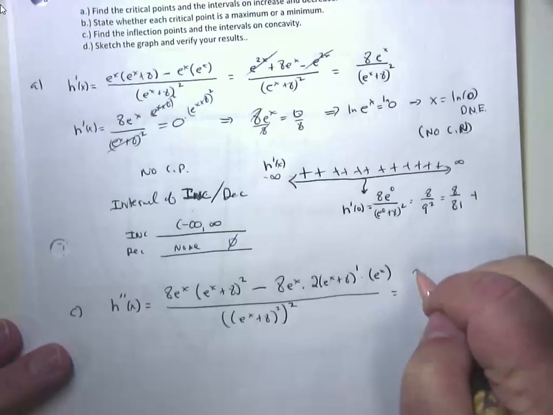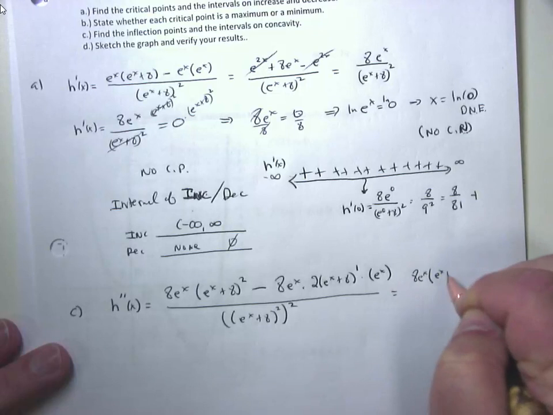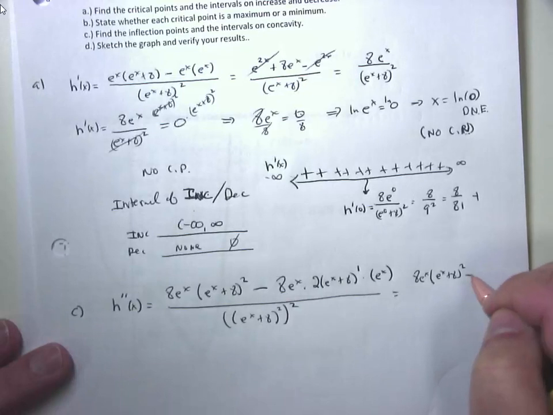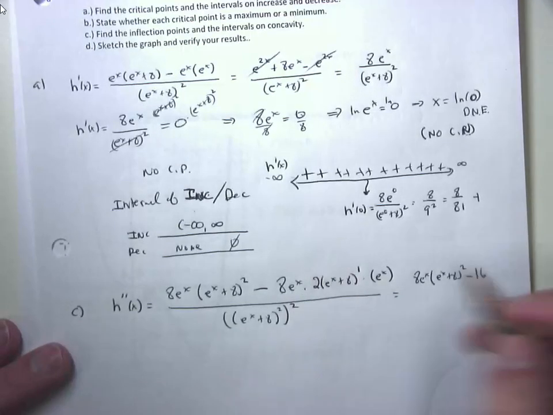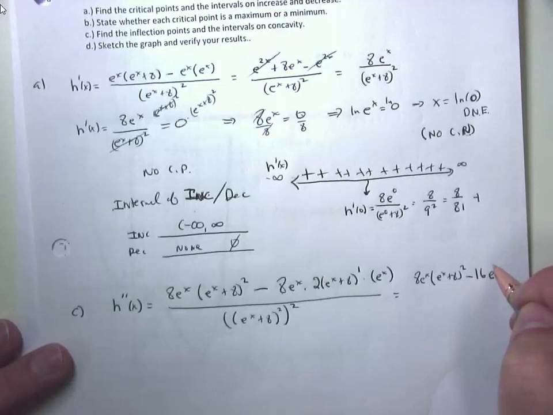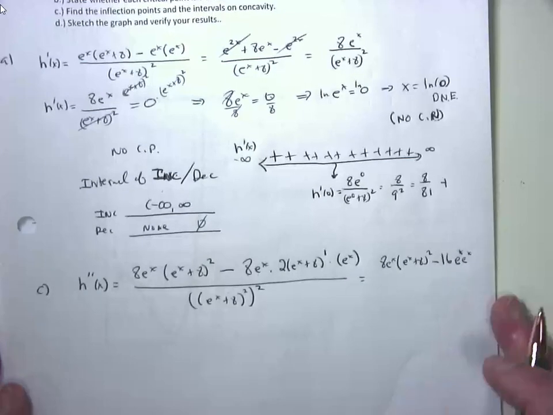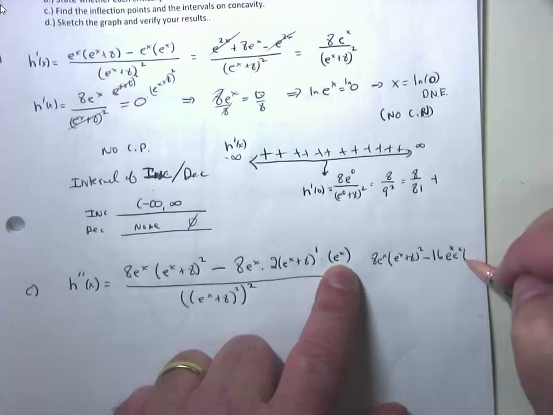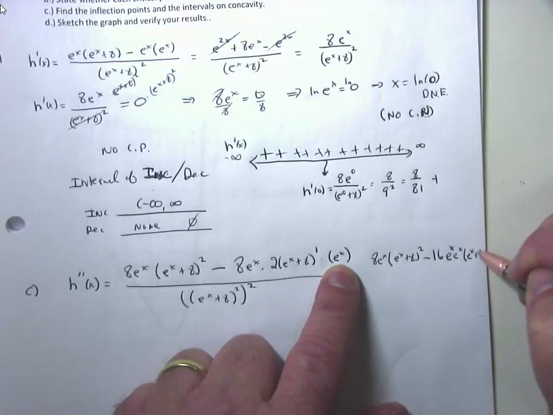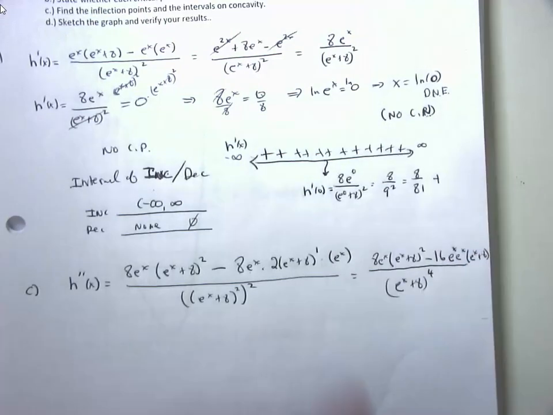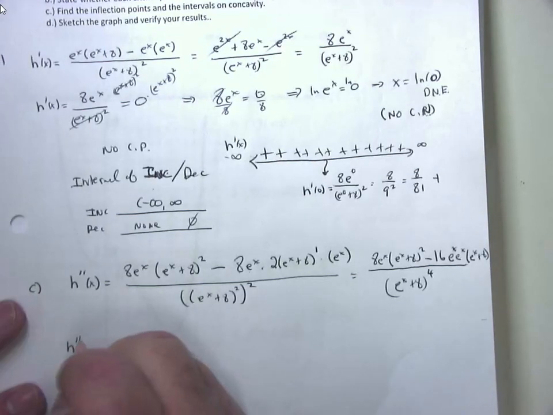Clean it up. This is equal to 8 e to the x times e to the x plus 8 squared. Cleaning this up, 2 times 8 is what? 16. E to the x times e to the x, I'll put 2 of them there. And then times e to the x plus 8 over e to the x plus 8 squared. Squared is to the 4th power. Because here's your trick. Clean him up.